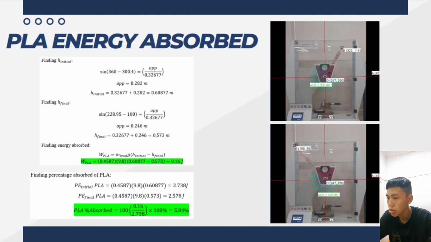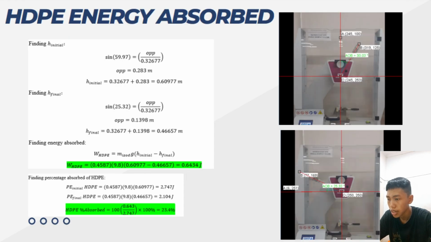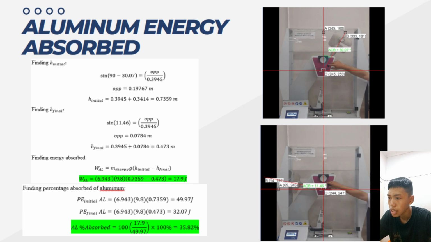So PLA is able to absorb around 0.16 joules of energy, which is around 5.84% of the initial energy impact. HDPE, on the other hand, is able to absorb around 0.64 joules of energy, which is around 23.4% of the initial impact. And lastly, we have aluminum, which can absorb around 17.9 joules, that is around 35.82% of the initial impact.